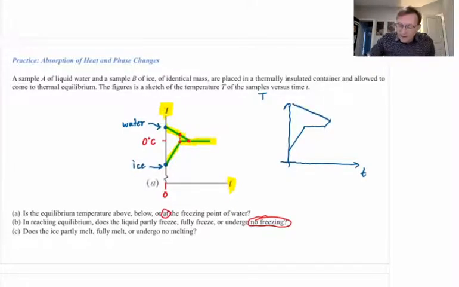So the point is, if I'd had a bit like this at the end, showing that the ice had gone up above its plateau, then I knew the ice had fully melted into water, and that water was then warming up. This picture doesn't show anything like that. So we're going to say that the ice partly melts based on that graph that we're given. So we are left with a mixture of ice and water at 0 degrees Celsius.